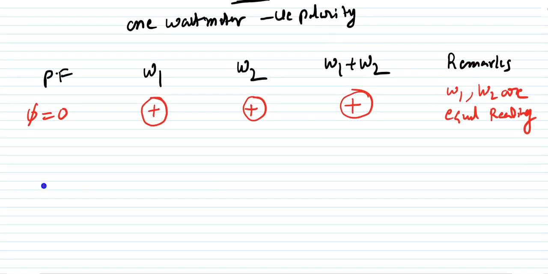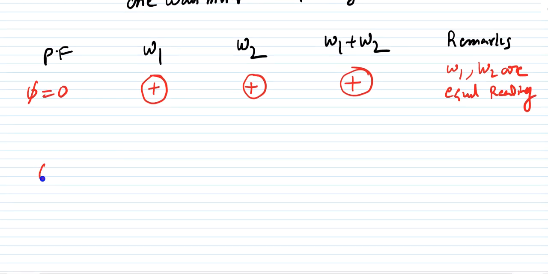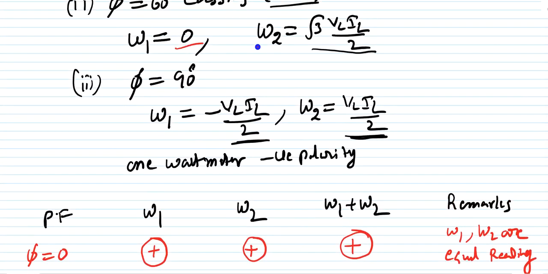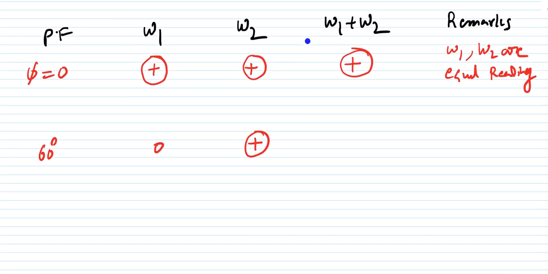Suppose it is 60 degrees, then one is reading 0, and one is going to read some positive value here, isn't it? One reads 0, the other reads a positive value, and adding these two gives a positive value here. It means, what is the remark here? One meter reads the 0 value, but the other is going to be reading a positive value. That is the remark we have.